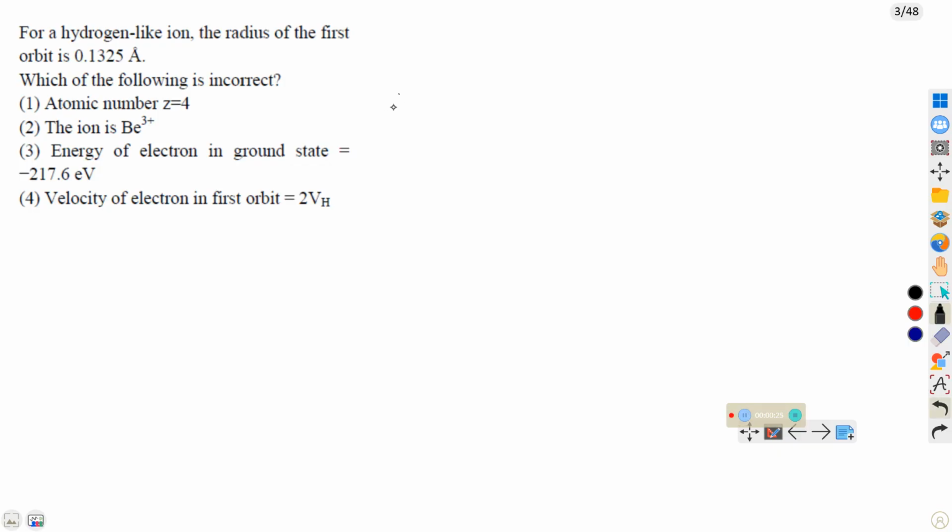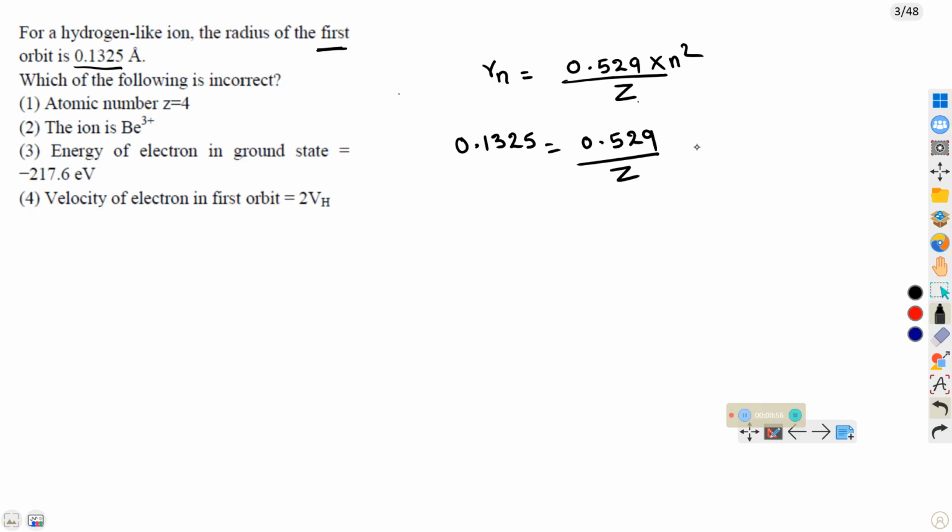For a hydrogen-like ion, the radius of the first orbit is 0.1325 angstroms. What is the general formula for the radius of the nth orbit? It is 0.529 times n square by Z. For the first orbit, the radius is given as 0.1325, so 0.1325 equals 0.529 by Z into 1 whole square.